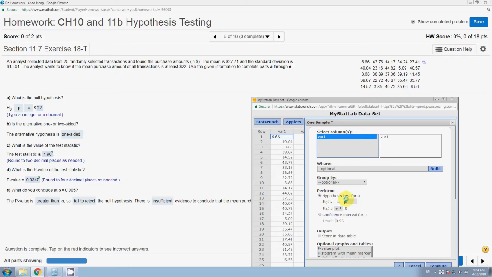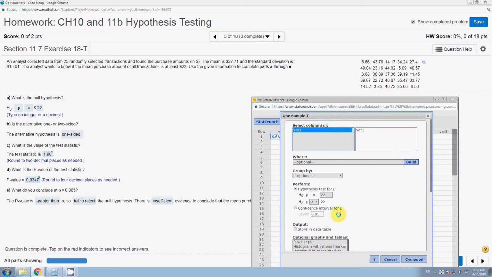Okay. And in the hypothesis testing, we have to set up our null and alternative. So in the null hypothesis, we assume that the population mean is equal to. So let's go back to the question. The analyst wants to know if the mean is at least $22. So in the null, we say, okay, it is $22. And in the alternative, we say at least 22, it means greater than 22. Okay, so that's all we need. So let's click compute.